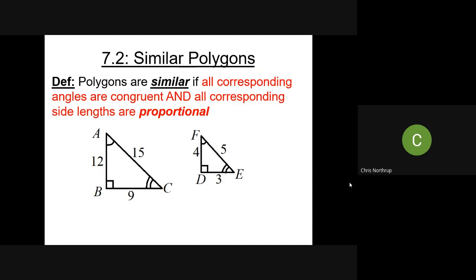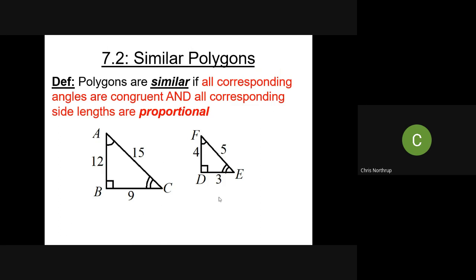15 over 5, that's the same as 3 over 1. But that's the same ratio you get if you do 12 over 4, the medium length to the medium length. That reduces to 3 to 1. And then the smallest length to the smallest length, 9 to 3, also reduces to 3 to 1. That tells us that all of these side lengths are proportional, since you have an equation of ratios. So they all reduce to the same exact fraction. So we would say that those two triangles are similar.